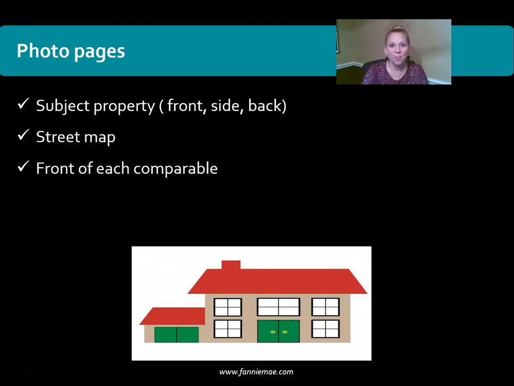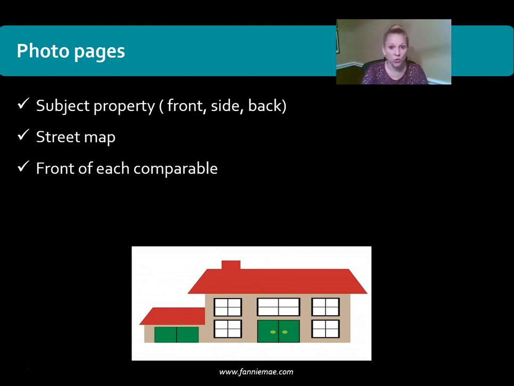Okay, so a couple extra things that your appraisal will contain, in addition to the written analysis of the appraiser, are going to be photo pages. And these are very important too, just as important as the written information. With the photos, you are required to see that the subject has a picture of the front of the property, the back, and also a side view.